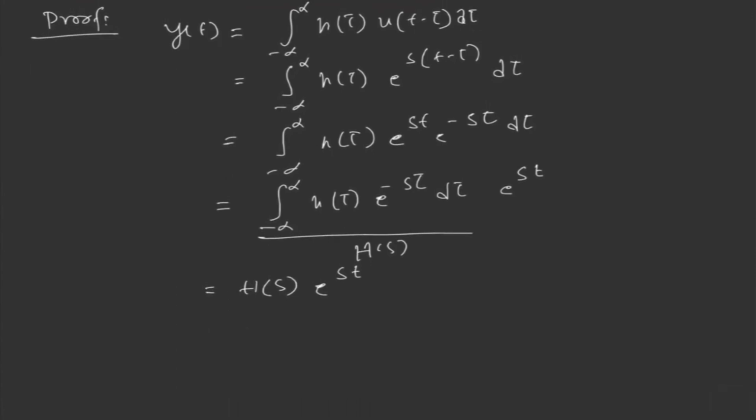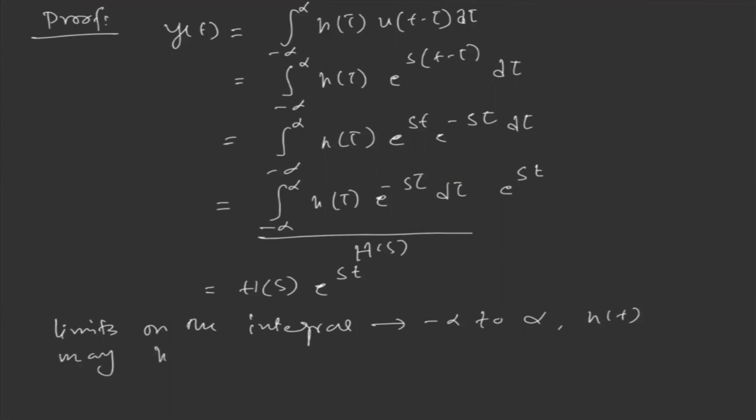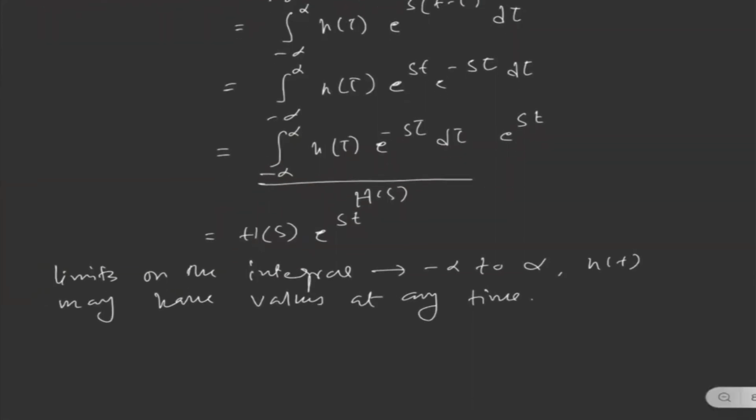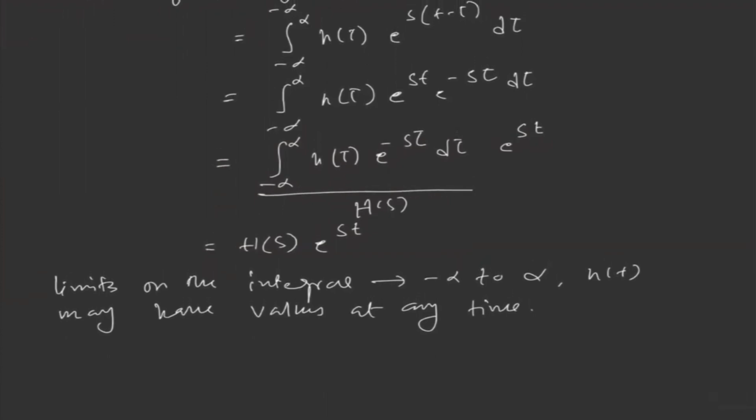In the limits on the integral, minus infinity to infinity implies that h(t) may have values at any time. It can take any values from minus infinity to infinity. So the initial condition is not required.